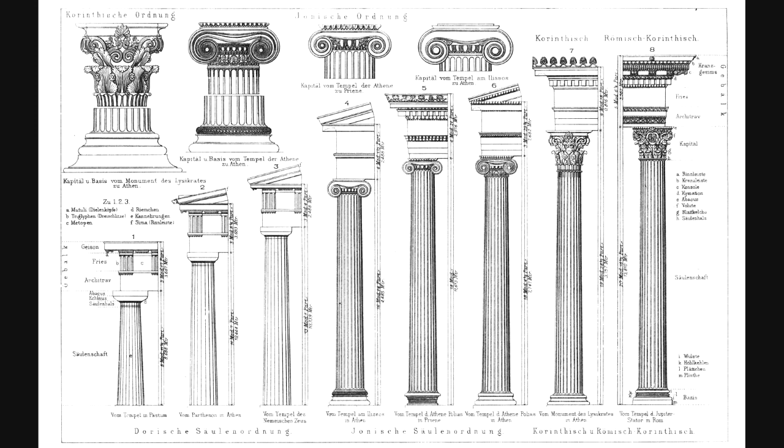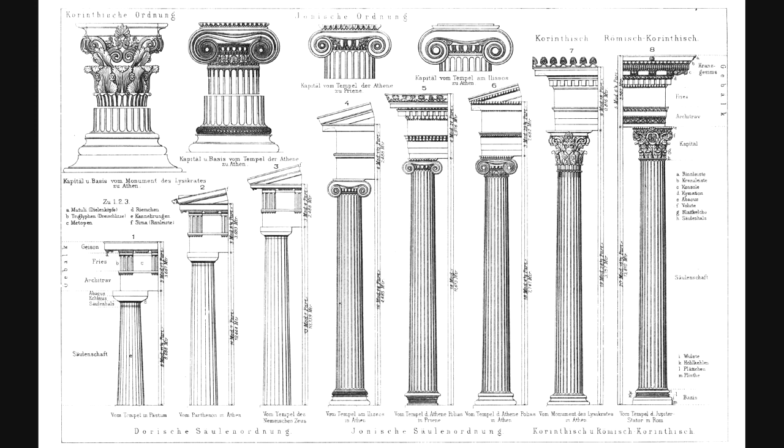So the diameter of the column, the diameter of the circle at the bottom of the column, is the start measure for the whole system, for everything. So you always start with that. And that's why you can also scale it. So you always set it as one. You see the lower diameter of the lowest column in the building.